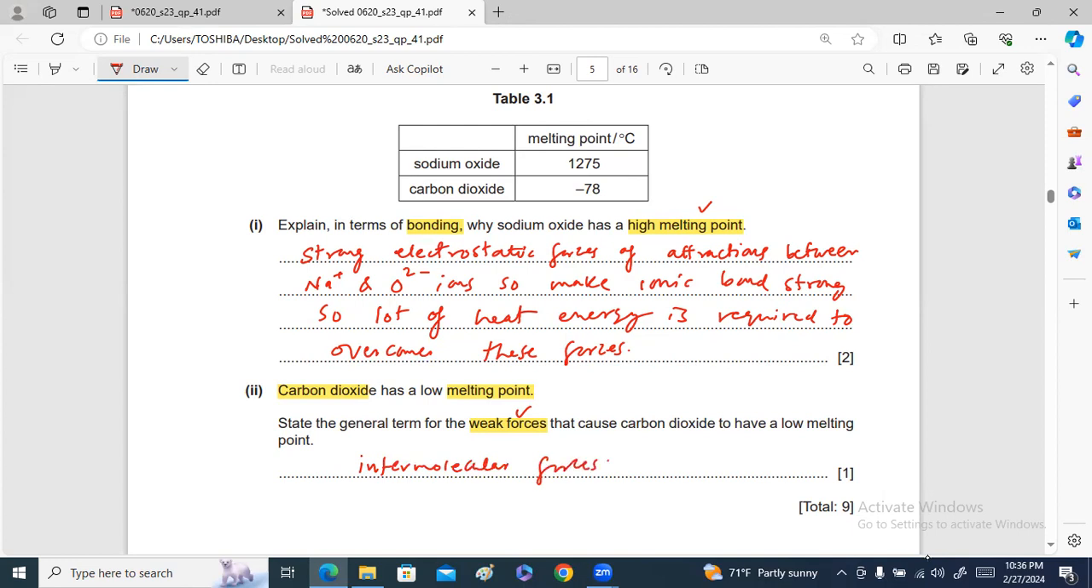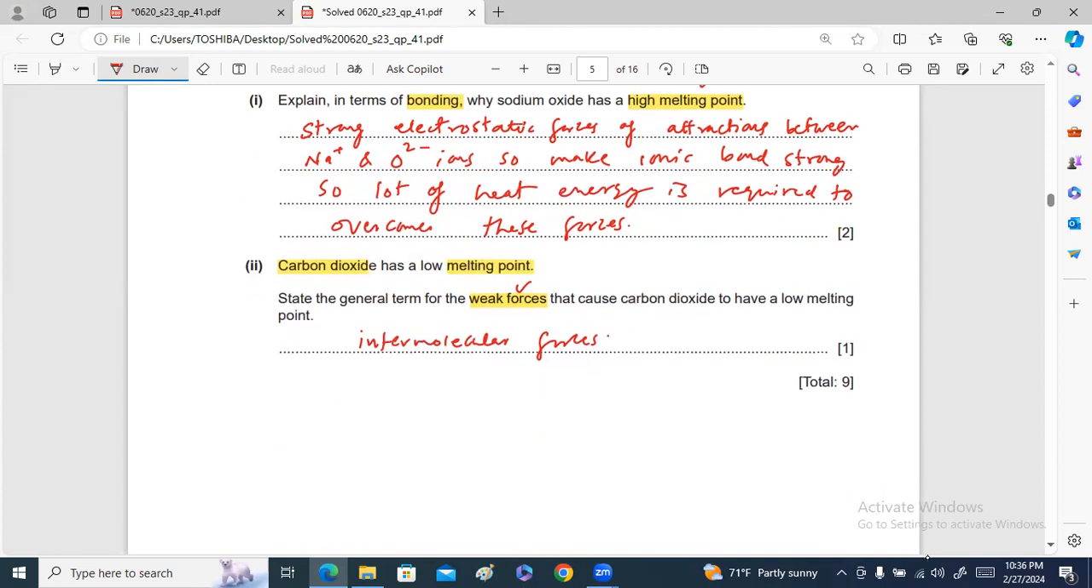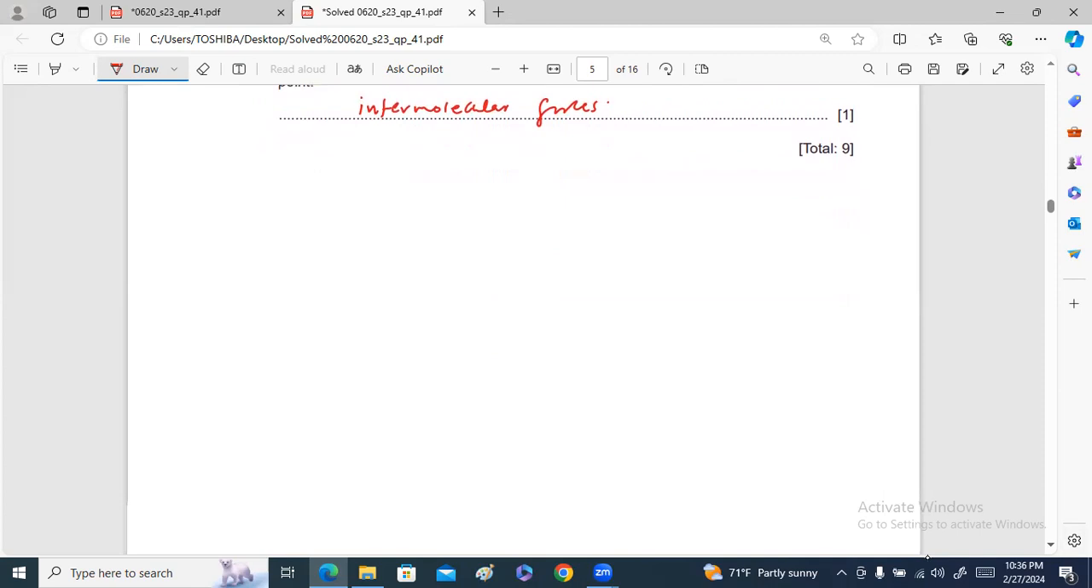So intermolecular forces are responsible for the low melting point of carbon dioxide, and this is a covalent structure. The molecules are bonded through intermolecular forces, so that's why it requires less heat energy to overcome.